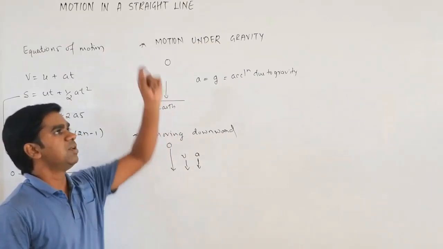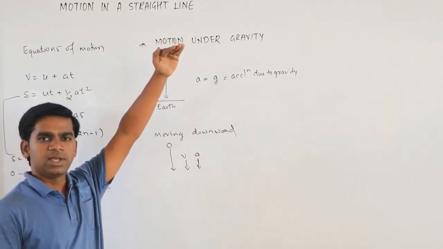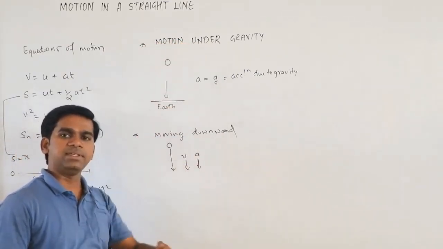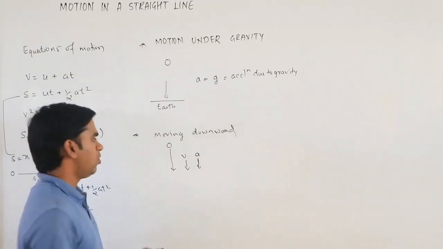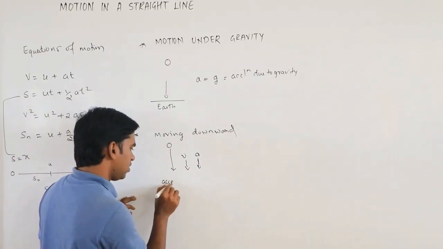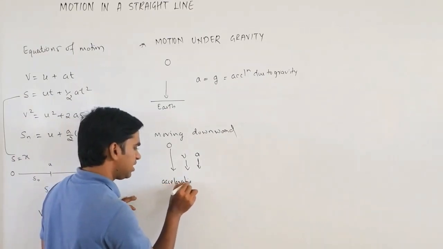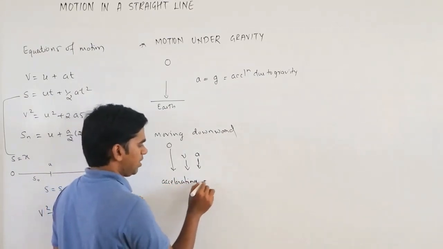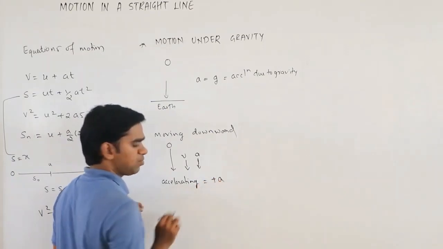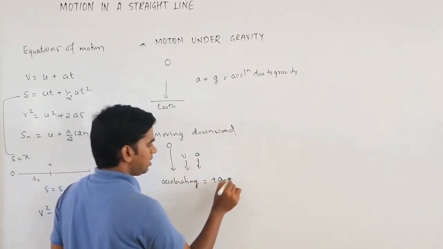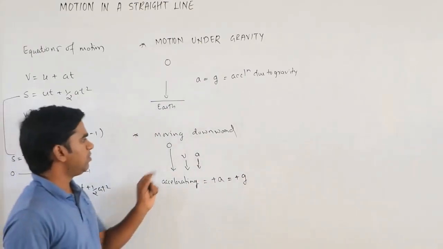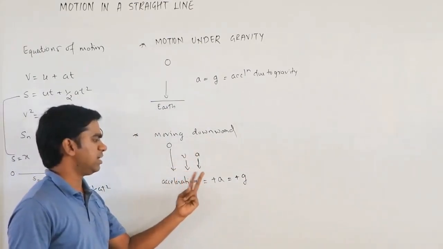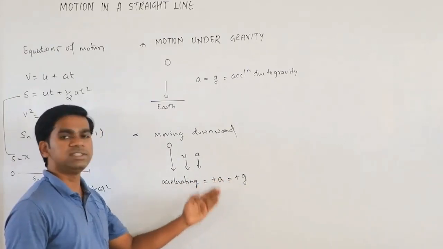That is why when a body falls from some height, as it comes to the surface, its velocity goes on increasing, meaning the body is accelerating. When the body is accelerating, you have to take a as positive. That means you have to take plus g. Getting the point? So whenever the body is moving downward, both are in the same direction, so you have to take g as plus.